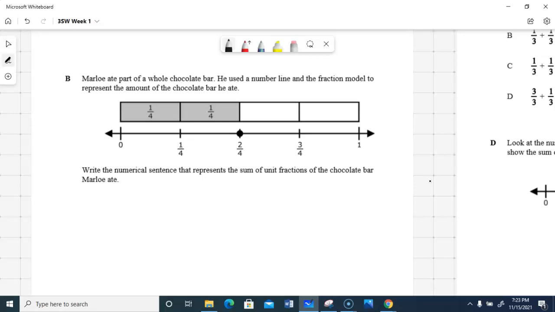So I can see on my bar graph right there that the bar is broken into 4 equal parts, and it looks like there's 1/4 and another 1/4. So it looks like he may have eaten 2/4 of it. The number line shows the same thing. That represents 1/4, and that represents a second fourth. So the numerical sentence that we would write would be 1/4 plus 1/4 equals 2/4. Oh, not 4, but 2/4. Go ahead and look at C.